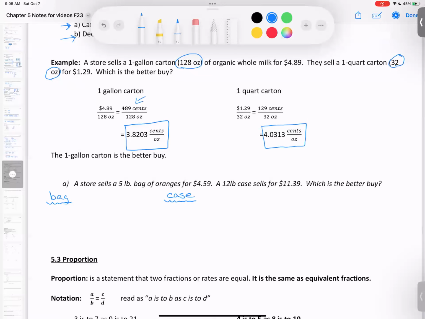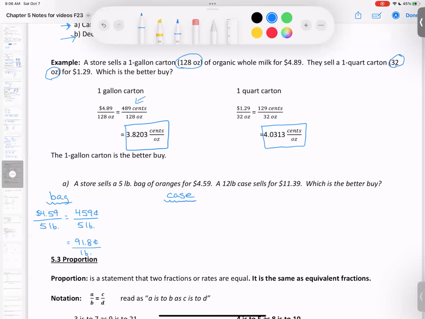Okay, let's do this one together now. So our bag of oranges is $4.59 per 5 pounds. So maybe I'll just convert that to cents right away. So 459 cents per 5 pounds. So let's do that on our calculator. So 459 divided by 5 gives me 91.8 cents, and that's per pound.